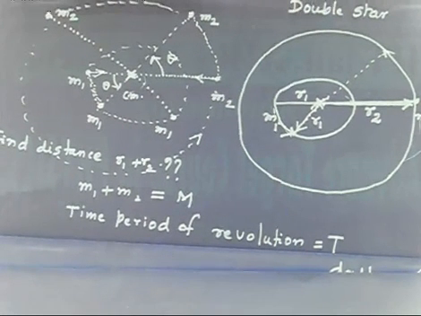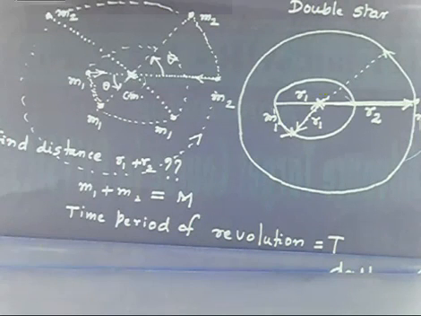So what is the hint? The hint is, you write down the circular motion for both masses m1, m2. From there find v1, v2. And then write down the expression for T, that is T is 2 pi r1 by v1, and another T is 2 pi r2 by v2. You will get the answer. So let me wait for some time.